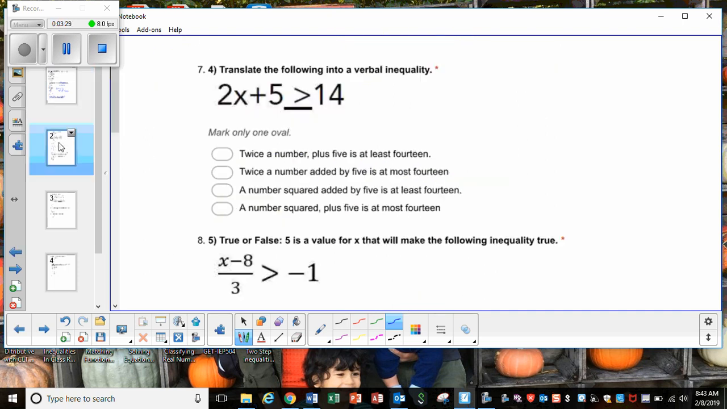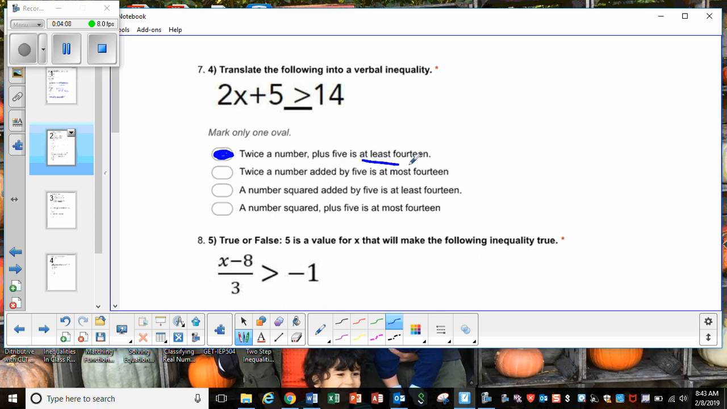All right, so now we're on number 4. Again, another translating. And I'm trying to determine which of these options matches this. So now I've got 2 and x touching, so that's multiplication. I've got +5, and I've got greater than or equal to 14. So I need to find a statement that has multiplication, addition, and the greater than or equal to 14. So if I look at the first option, twice a number plus 5 is at least 14. This one does work. So the correct answer is this first option.